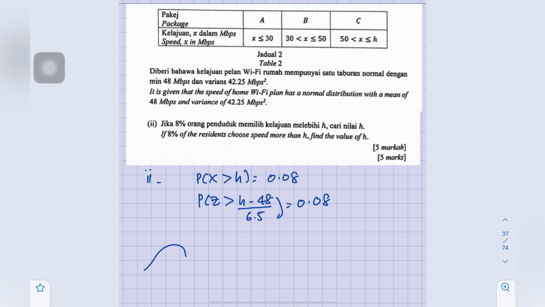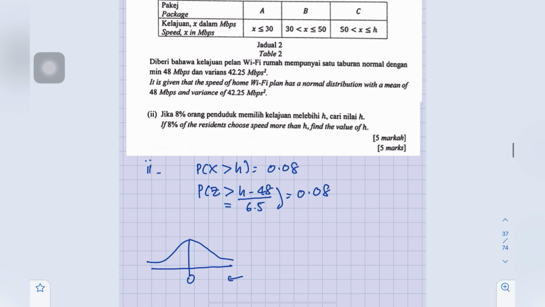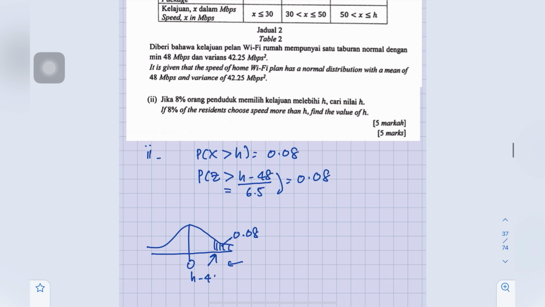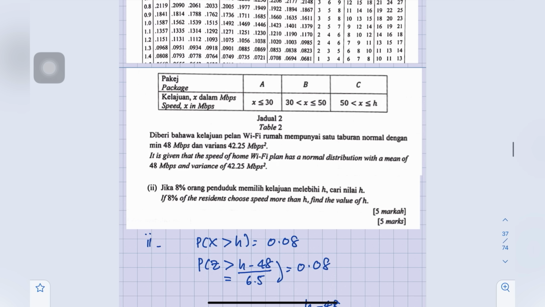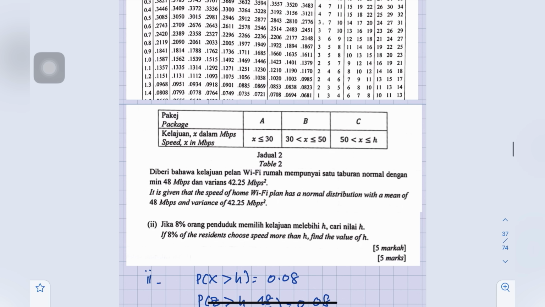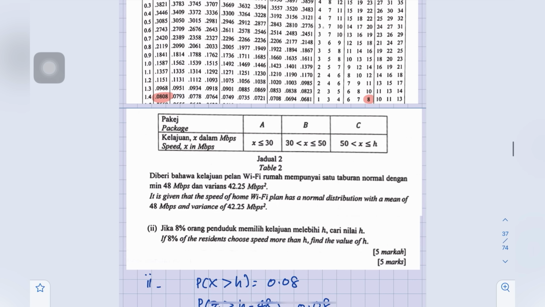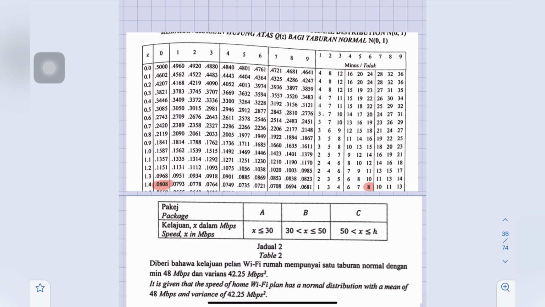Then we sketch the normal curve. This one is more than, from the right, a small area, 0.08. So this is actually H minus 48 over 6.5, which equals, you have to refer to the table. Try to find the probability in the table, 0.08. So this one, we have to do minus 8. Then how do we read this one?